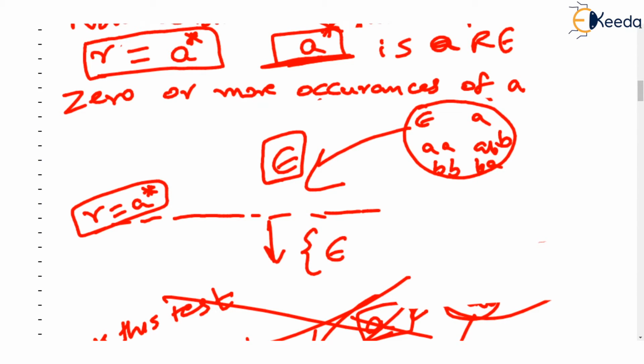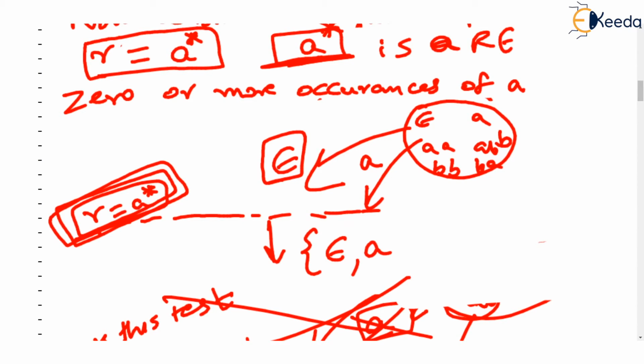I hope you are understanding. You check that R is equal to A star means accept those strings which have zero or more A's, and epsilon has zero A's. Now what about A? Suppose we give A. Yes, it has one A, so A will be accepted. What if instead of A, we give AB? It will be rejected. Are you understanding? If we give AB, it contains one A, but it contains one B also. But the rule says that the string should contain zero or more A's. It should not contain B.